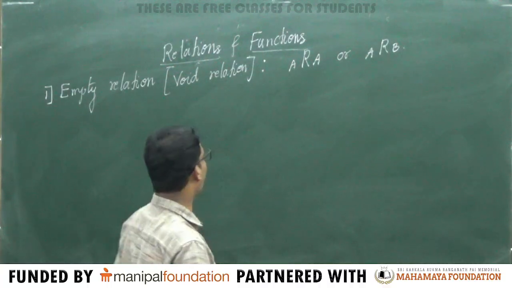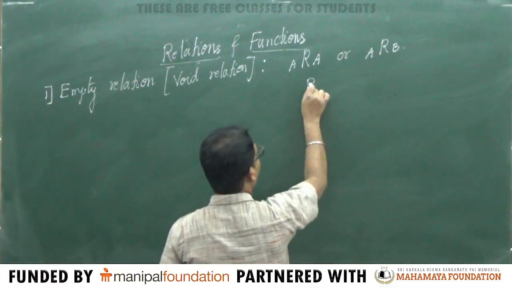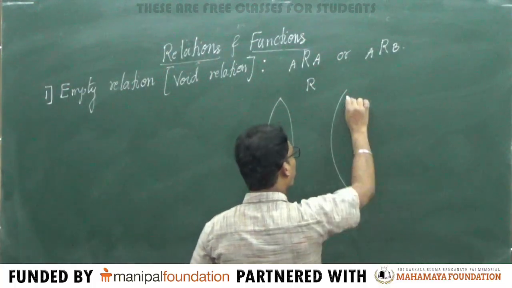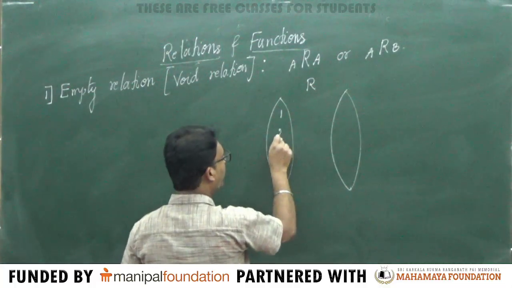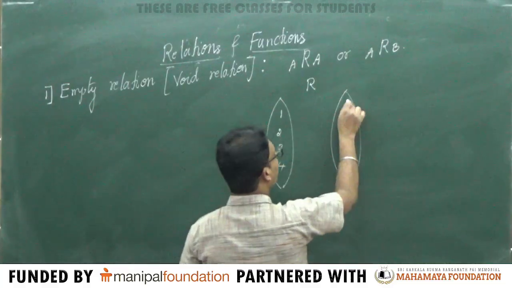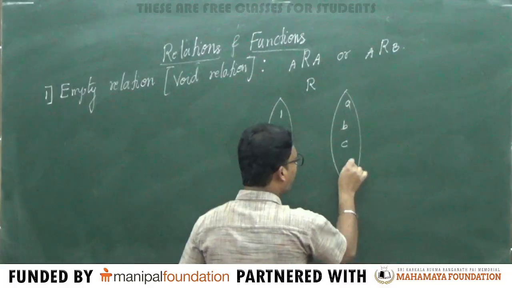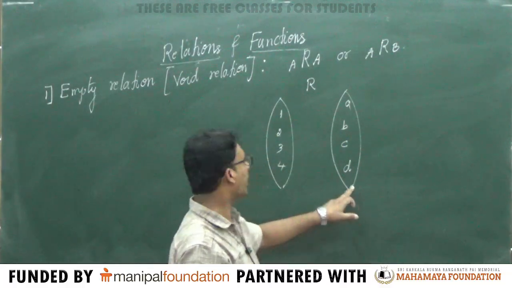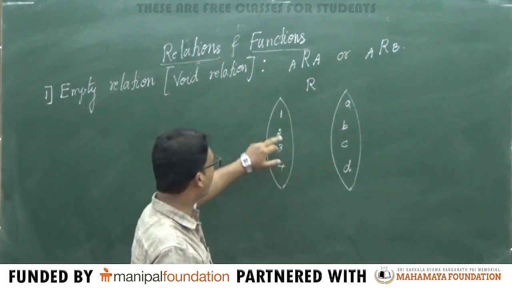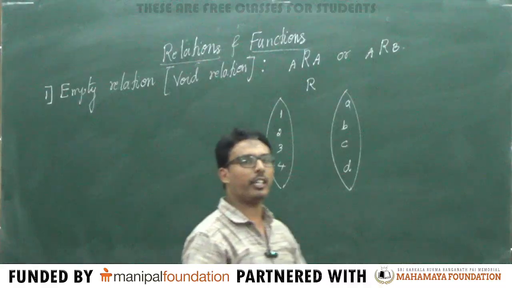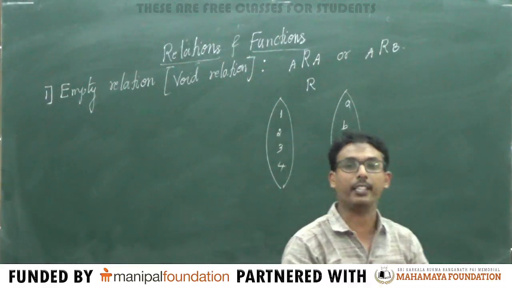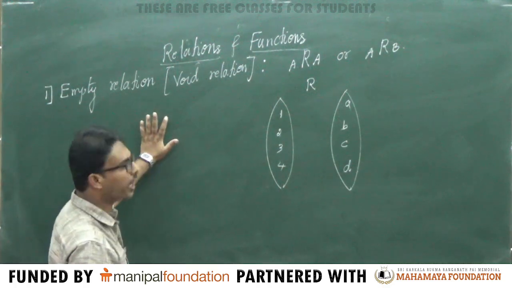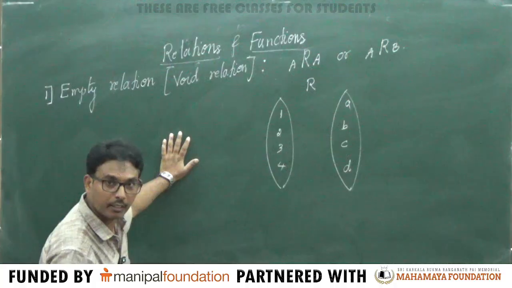For example, define the relation R from the set A to B. Say for example, 1, 2, 3, 4 and a, b, c, d. If 1 is not related to any element of the second set, and similarly 2, 3, 4 are not related to any element of the second set, then we will say that R is an empty relation or void relation.